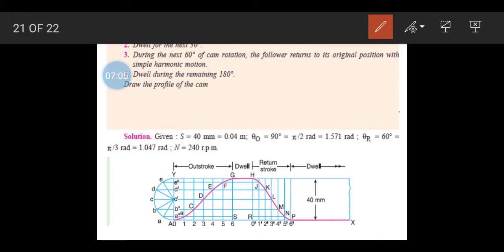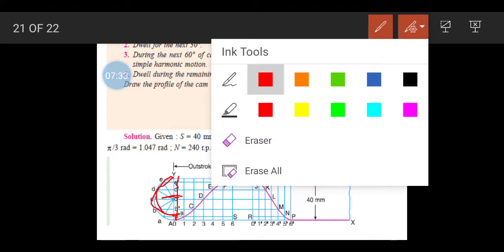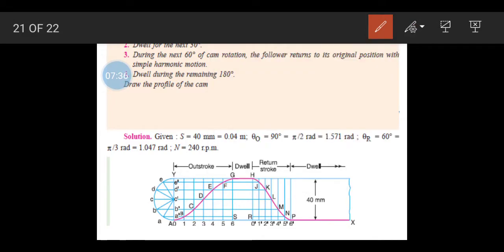So for this, how we can construct is, first of all we will create a block. Now in this the stroke is given as 40, so here we will take this as 40 based on the scale. If you are taking 1 centimeter equals 10 mm, then 4 centimeters will be the length of this line. Now once we take this, we will take the center point, and from the center point we will draw this semicircle like this.